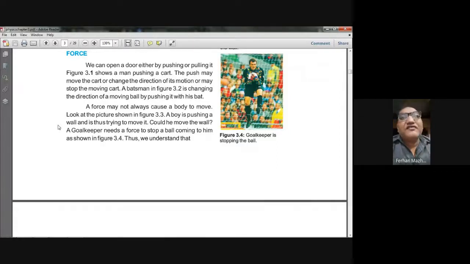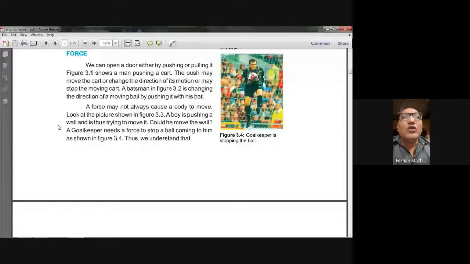A batsman in figure 3.2 is changing the direction of a moving ball by pushing it with his bat. A boy is pushing a ball and is thus trying to move the ball. A goalkeeper needs a force to stop a ball coming to him.